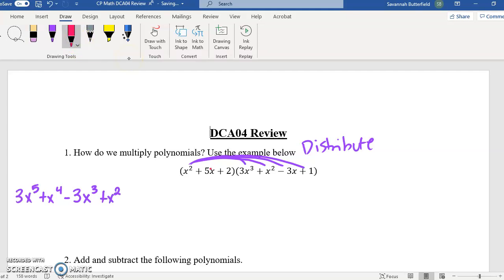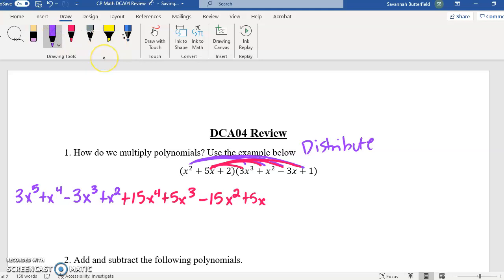Switch colors for 5x. So 5x, again, I'm going to distribute into all four of my terms over here. So 5x times 3x cubed is going to be 15x to the 4th. 5x times x squared is going to be 5x cubed. 5x times negative 3x is going to be negative 15x squared. And then 5x times 1 is just 5x.